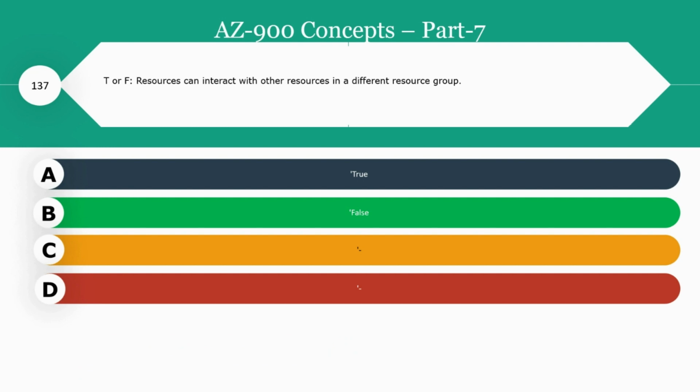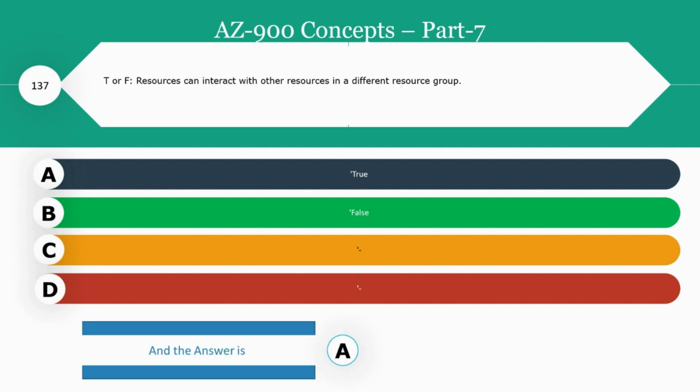Next question, true or false? Resources can interact with other resources in a different resource group. Is it true or false? The right answer for this question is option A. That is true. There is no restriction in terms of interaction between resources under a subscription. Resource group does not play any role in such interaction, and so option A is the correct answer.